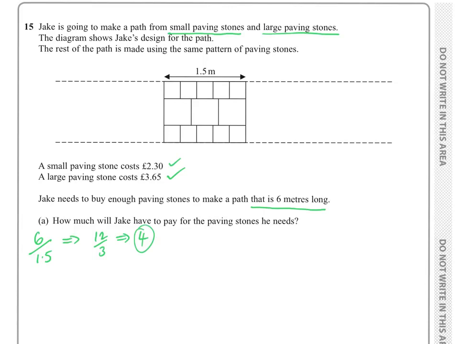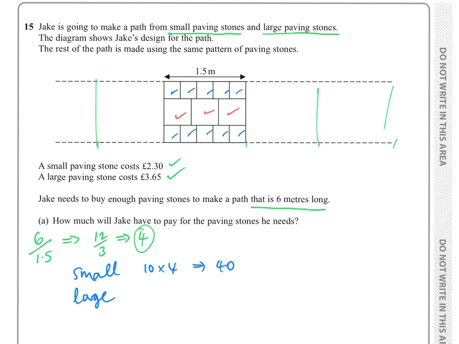Now, what that means is that we must multiply how many small tiles we have by 4 to make one that's long enough, because he's going to have 4 of these designs, don't forget, altogether, making 6 metres worth. So if we just calculate those, just label that as small, and then we'll have large here. So the small ones, 1, 2, 3, 4, 5, 6, 7, 8, 9, 10, but we've got to times that by 4, that will give 40 in total. And the larger ones, 1, 2, 3, so that's going to be 3 times 4, and that's going to be 12.